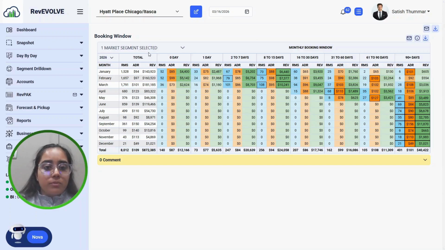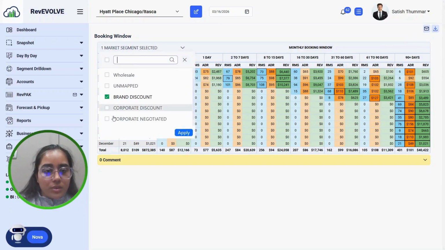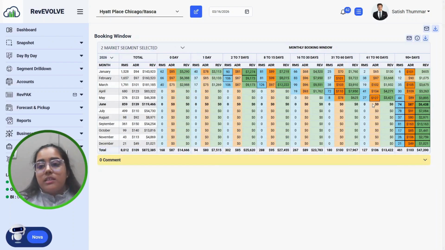If I select one more market segment with the brand discount, which is corporate discount, and then apply this filter, then these results are of the brand discount market segment as well as the corporate discount market segment. And here also you can see that the 90 plus day window is full. That means guests are booking much further in advance. That helps us know how booking behavior changes across different market segments, right? And this helps revenue managers avoid a very common mistake, which is averaging different market segment behaviors together, which can easily hide valuable insights.